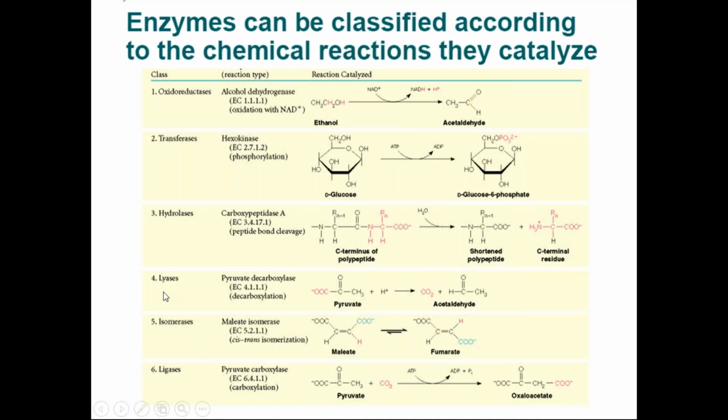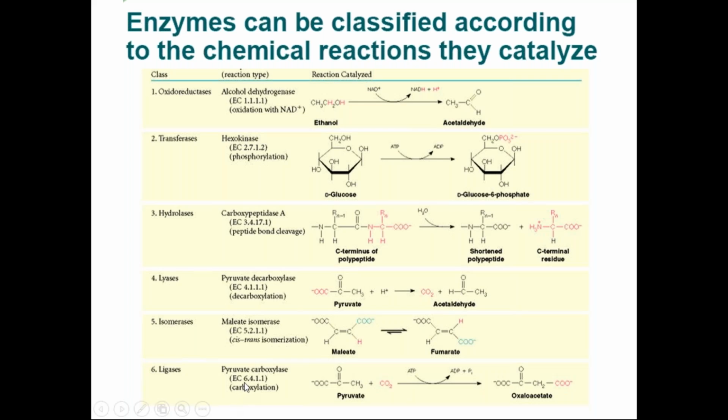Number 4 is the lyases or the synthases, which are involved in the formation of bonds. So pyruvate decarboxylase, pyruvate is converted into acetaldehyde. And it has the EC number, which starts with 4. Then you have the isomerases, which are involved in the conversion of cis to trans isomers or the epimerases, which you have seen in the carbohydrates, or even glucose isomerase, which converts glucose into fructose. And the last group is the ligases, which will actually make the bonds.